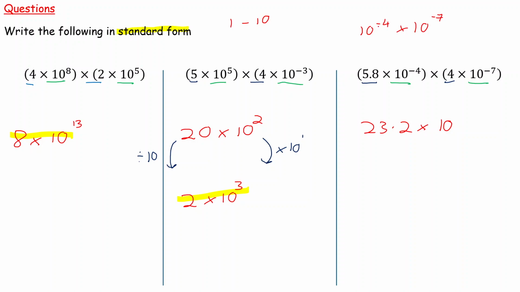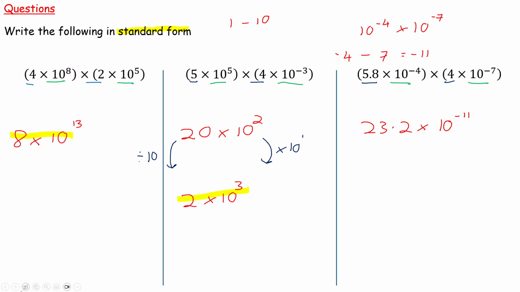Indices, you add the powers. So we're doing negative 4 add minus 7, which you can think about using our hot and cold air stuff as minus 4 take away 7, which is equal to minus 11. So just be a little bit careful there. But again, is that your answer? It isn't, because this number is not between 1 and 10.